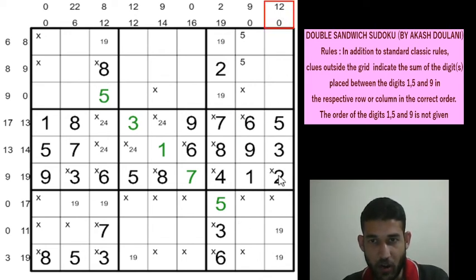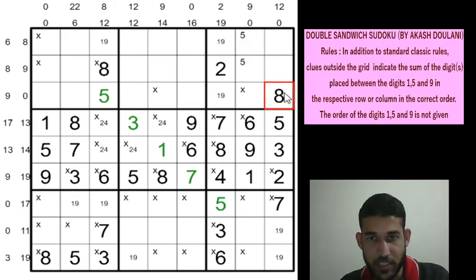So if you look at column 5 now, we mark the 5, so 2 plus 3 plus something will add up to 12, so that means this would be 7, and we can pencil mark the 4, 6, 8 there. This will be 4, 6, 8, this will be 4, 6, 8.